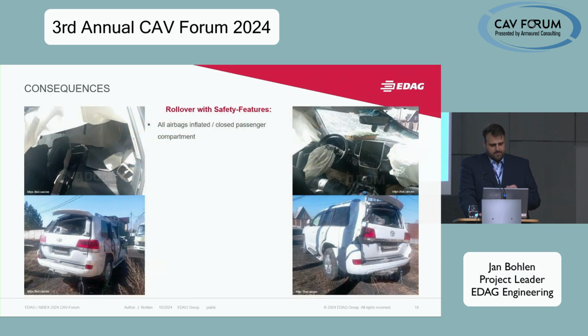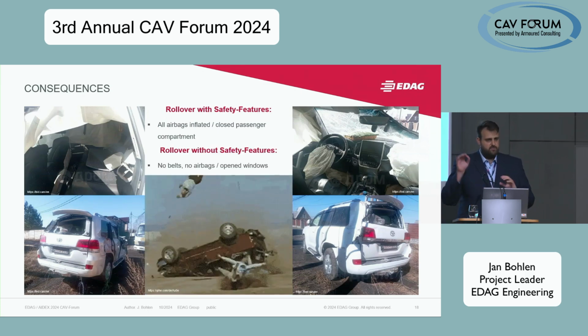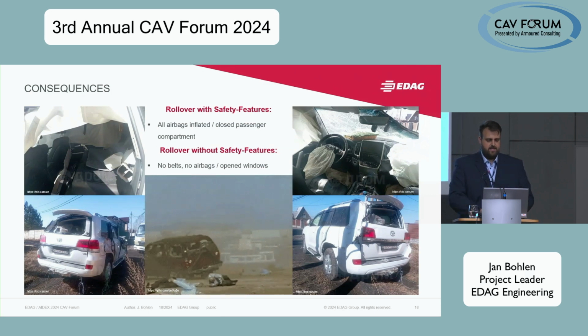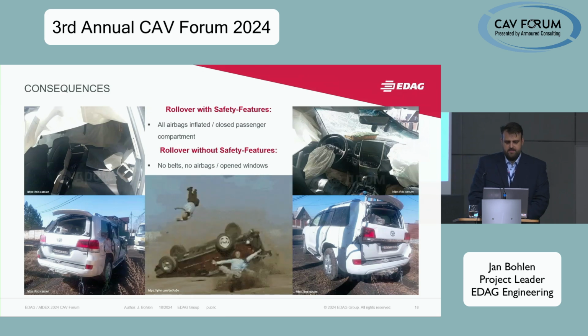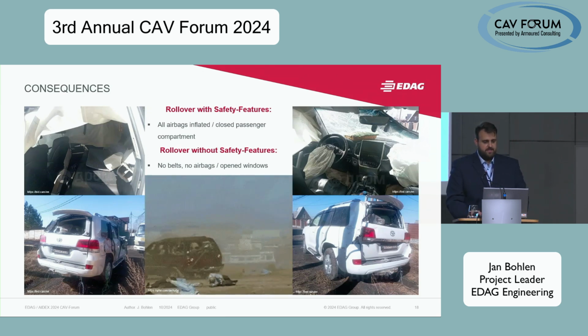So now, let's take a look at what happens if we crash a non-armored vehicle in a scenario like this. What do we often see? All airbags are inflated, so all of them. Curtain airbag, side airbag, front airbag, everything is inflated, since the loading direction changes all the time. And we often see a closed passenger compartment, maybe small openings, but the cell itself is still intact.